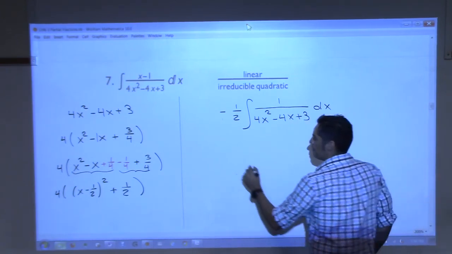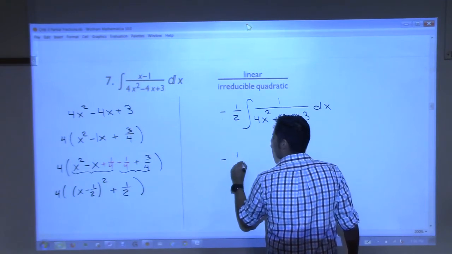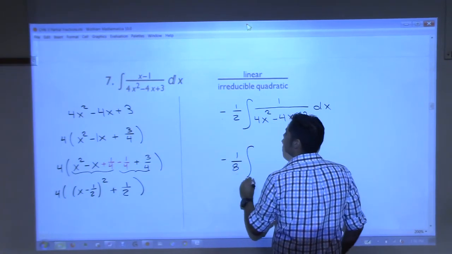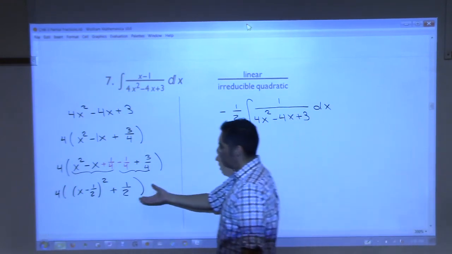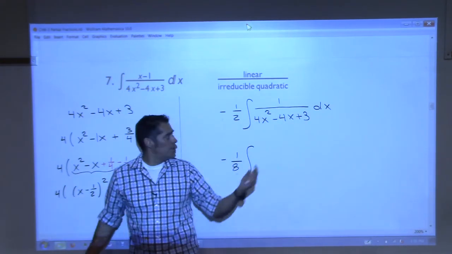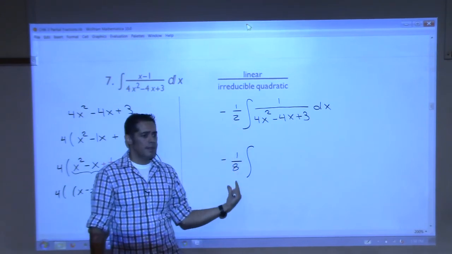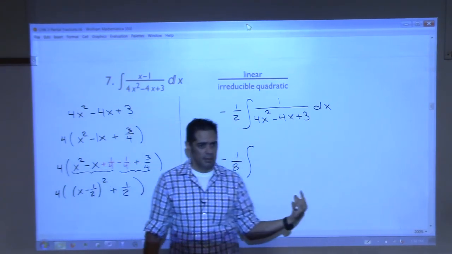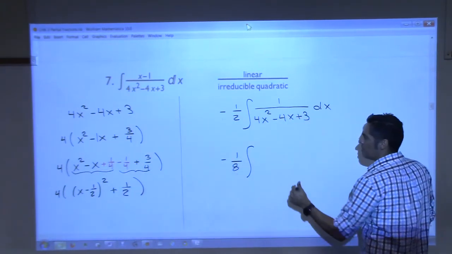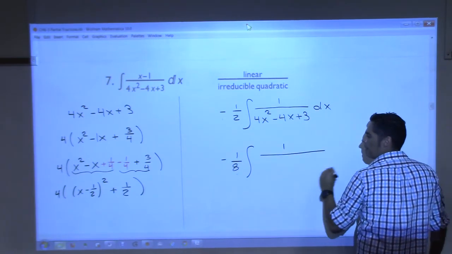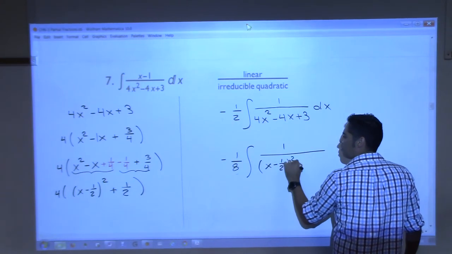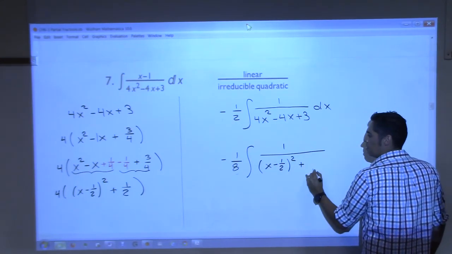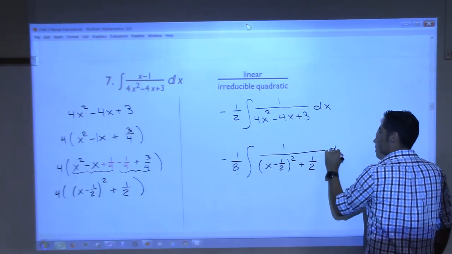Check me out. Negative 1/8. What just happened? Well, that 4 is sitting outside this whole thing, right? So I'm just going to pull it out of the bottom and make that a 1/8. And then I still have on the bottom x minus a half squared plus a half, dx, right?